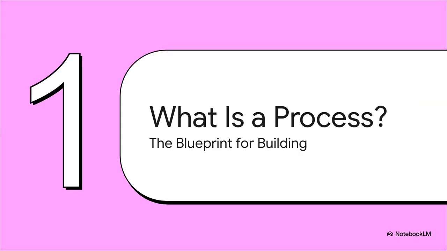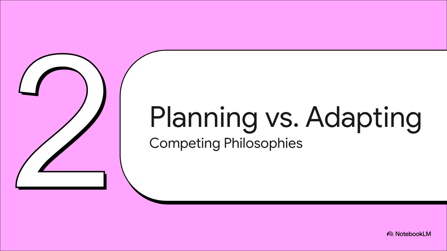Okay, first up, what is a software process? Well, like we said, it's the blueprint. It's what brings order to chaos and makes sure everyone on the team knows what they're doing, when they're doing it, and why.